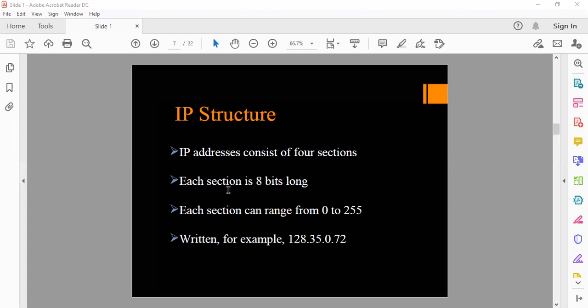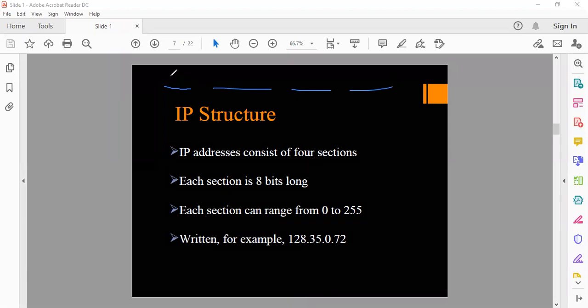As we already discussed, the IP addressing has 4 octets. Each octet is 8 bits long. There is the first octet, second octet, third octet, and fourth octet. Each octet has a range from 0 to 255, meaning 2 raised to power 8.